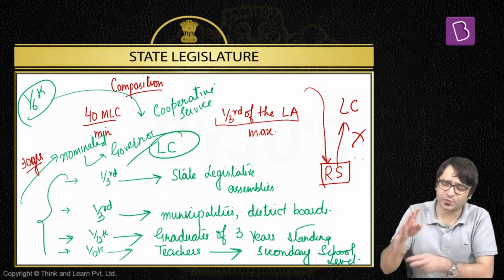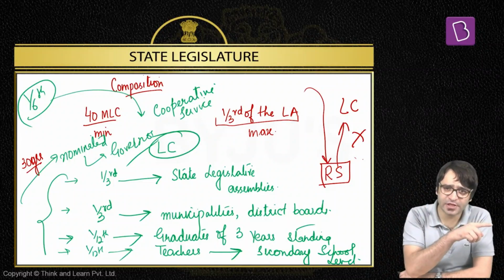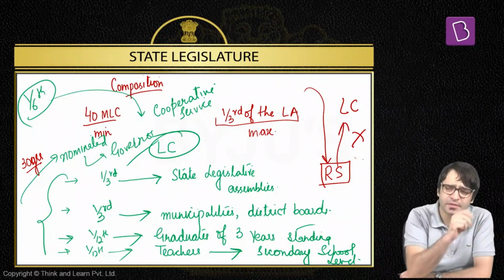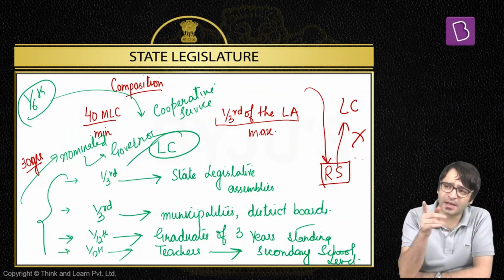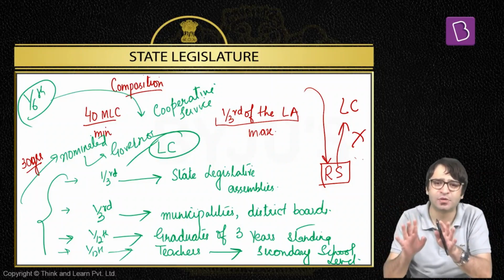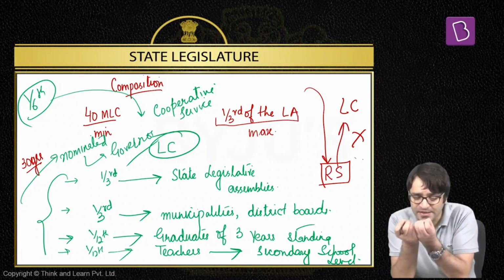To make it even simpler for you, this is legislative council. In this legislative council, 1/3 members are elected by MLAs, members of legislative assembly. They vote and get them elected. 1/3 are elected by representatives of municipalities, district boards, local bodies. 1/12 are elected by teachers, 1/12 are elected by graduates, 1/6 are nominated by the governor from the fields of art, literature, science, social service, cooperative service. And this is the composition of Legislative Council. And it is this composition which makes it unique and which makes it different from that of Rajya Sabha.